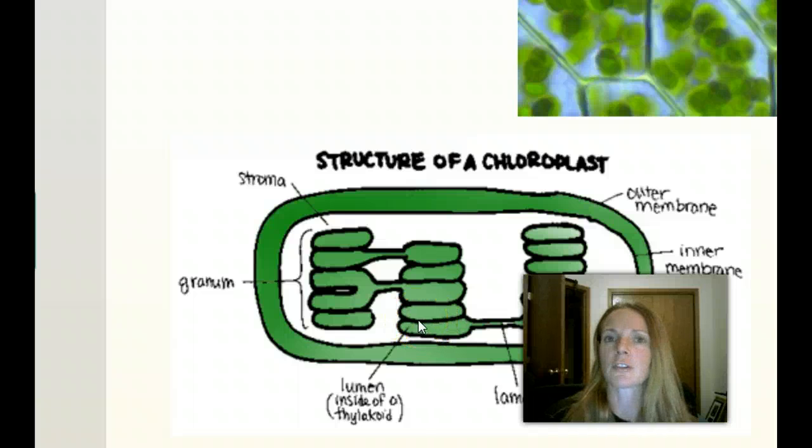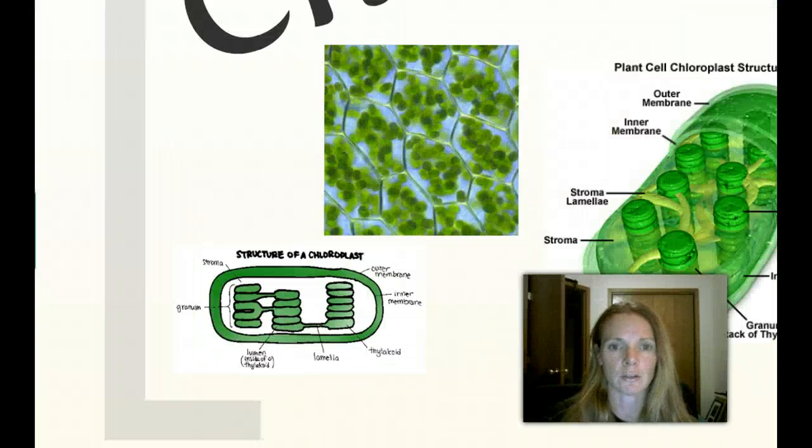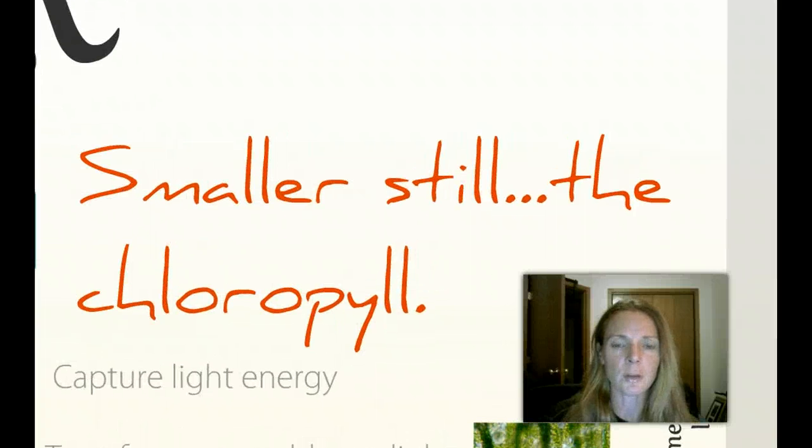You'll see some pictures in the videos that show what that might look like. And then the granum would be the stacks of thylakoids, so your big tall stack of green pancakes. And then your stroma, all of what's in between. So there's your main structure of a chloroplast. Your lesson does a great job of talking about some of those structures more in depth, but know the main structures. So let's go a little bit smaller.